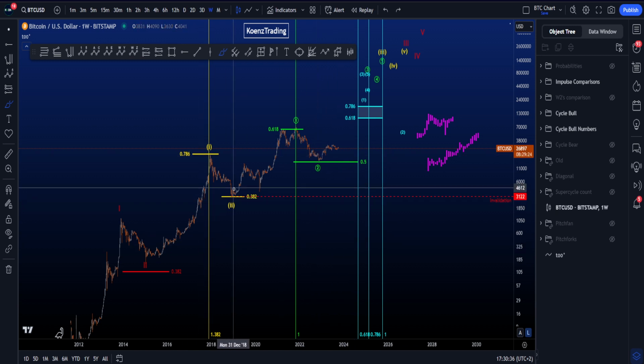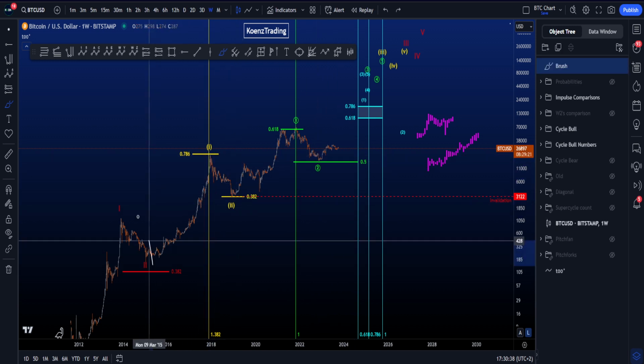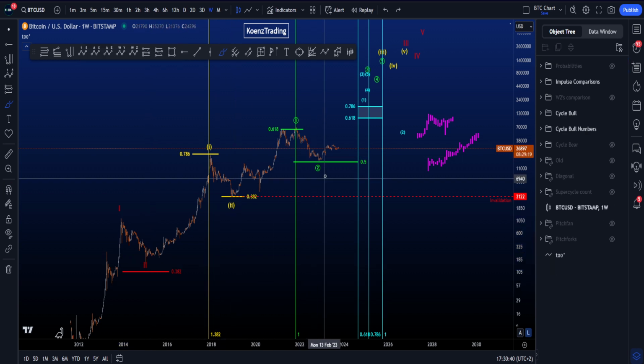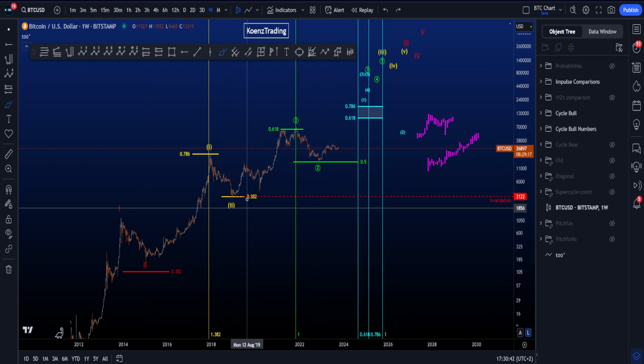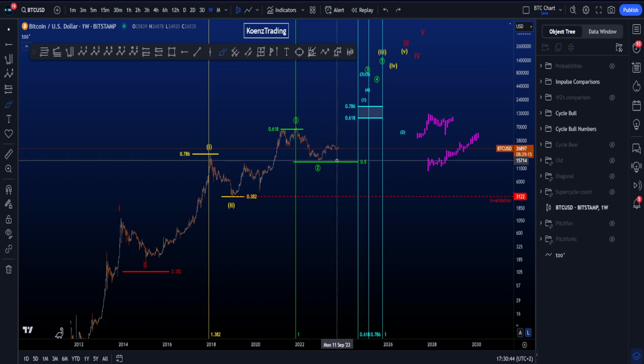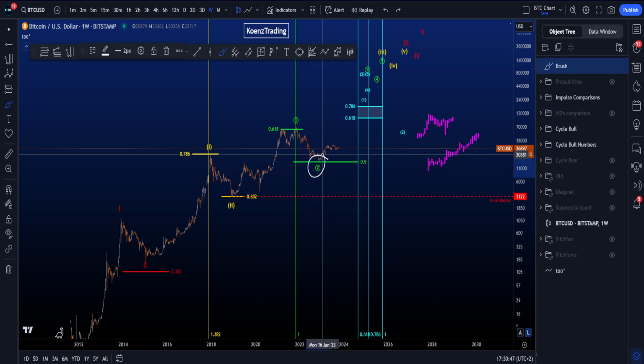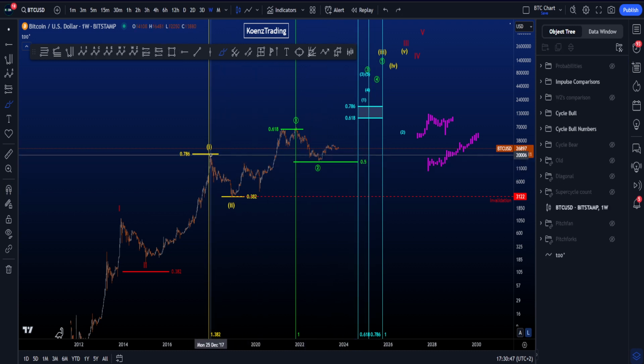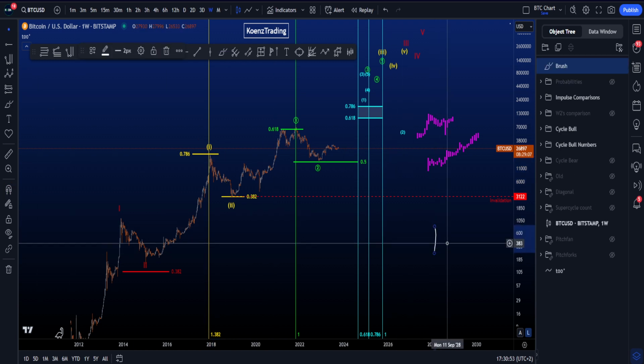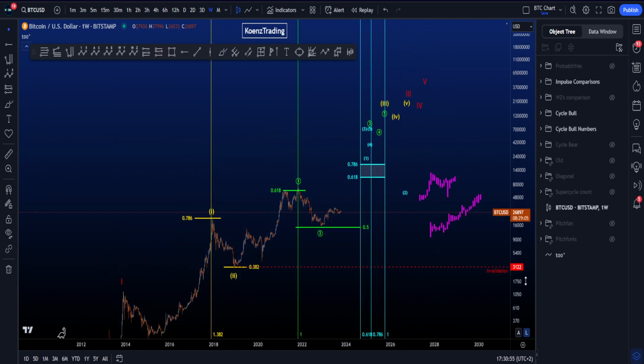Also, time-wise, the yellow correction is a little bit shorter than the red correction wave 2, and the green wave 2 is the same time as the yellow wave 2. So in the bullish scenario, preferably, this is the low on top of the 0.5, same length in time as the yellow wave 2, for then a move towards the upside and new all-time highs to come.